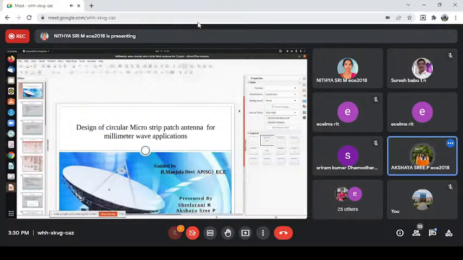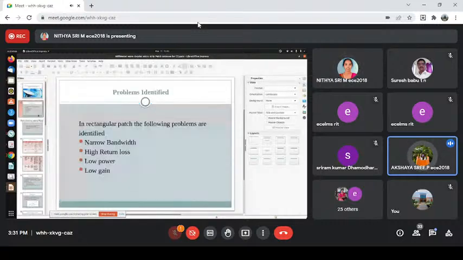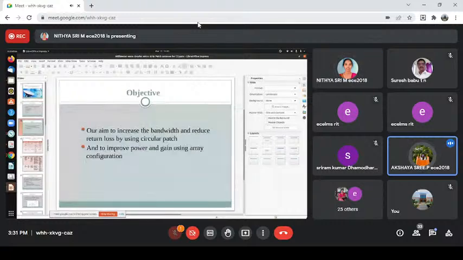Good afternoon, sir. We are from National Engineering College, Kovilpatti. We have done our project on design of circular microstrip patch antenna for millimeter wave application. In our project, we have identified problems in rectangular patch, and the problems are narrow bandwidth, high return loss, low power, and low gain. Our main objective is to increase the bandwidth and reduce return loss by using circular patch, and also to improve power and gain using array configuration.